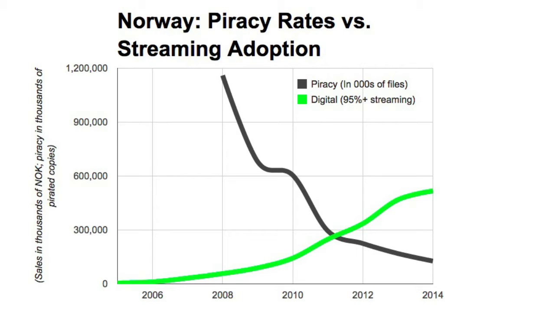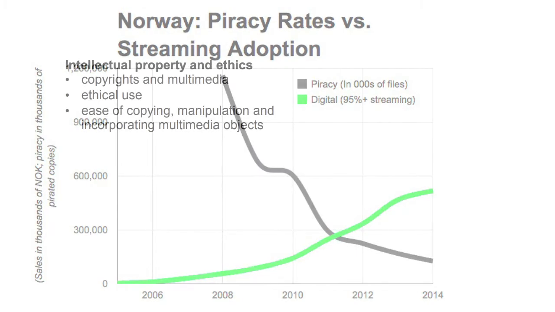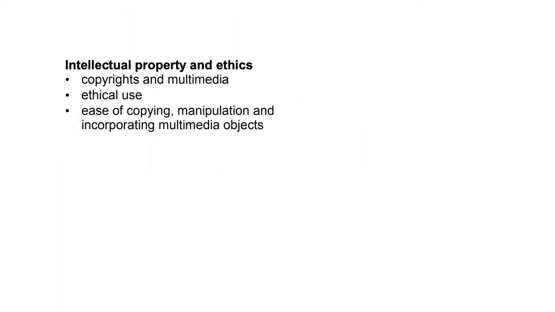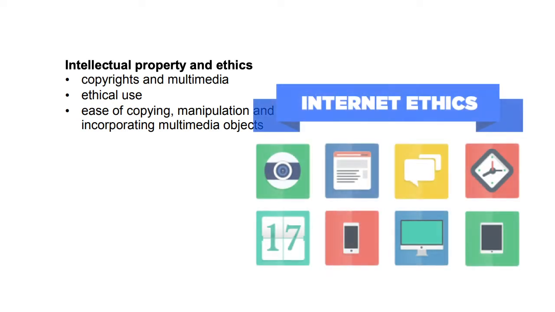Then we can move on, and we're talking about copyright and multimedia. So now we move on to talk about ethical use, okay? So ethics is very difficult with the internet because we're talking about global law, and law is different in different countries. So what might be totally fine in Australia might be illegal in another country.